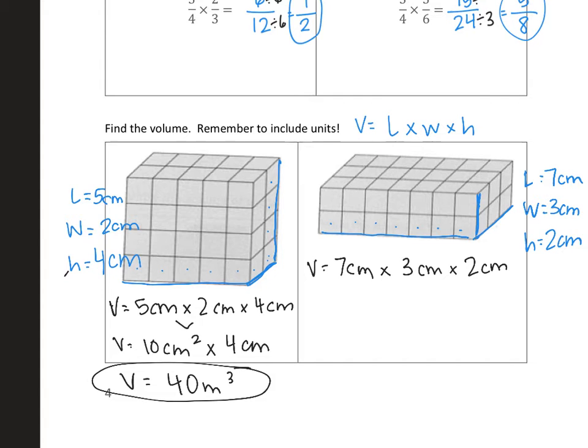All right, and now we just multiply. So 7 centimeters times 3 centimeters gives me 21 square centimeters times 2 centimeters. All right, if you don't know what 21 times 2 is off the top of your head, that's fine. Just go over to the side and you should get 42.